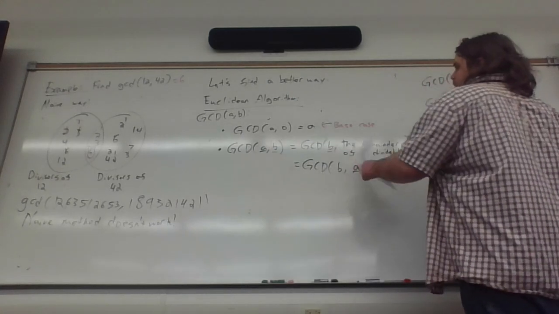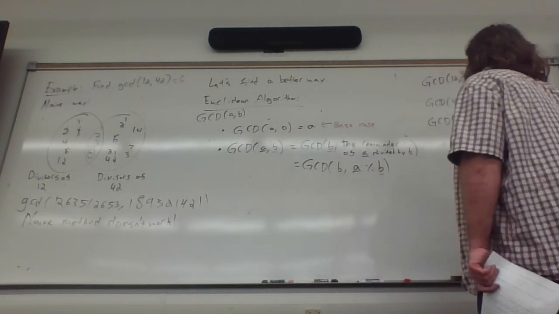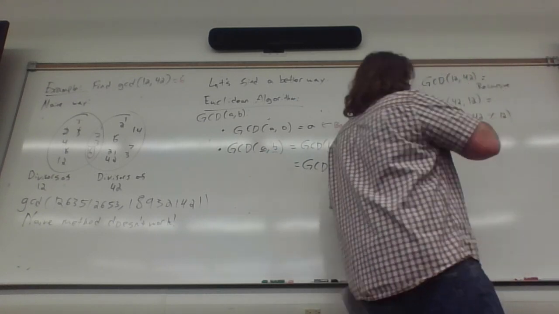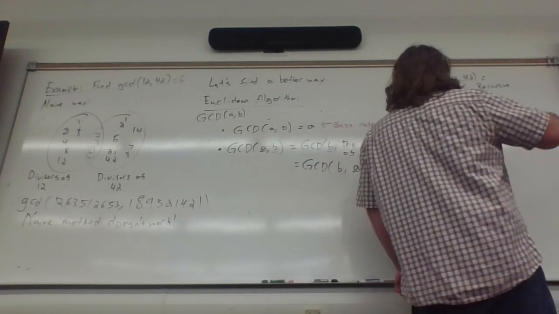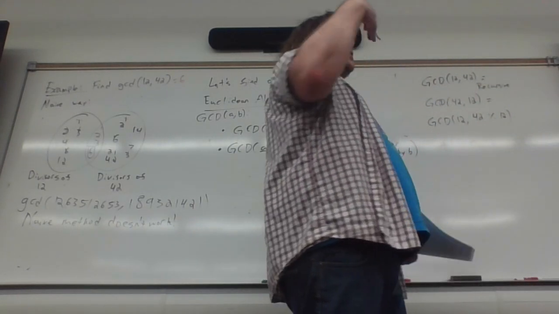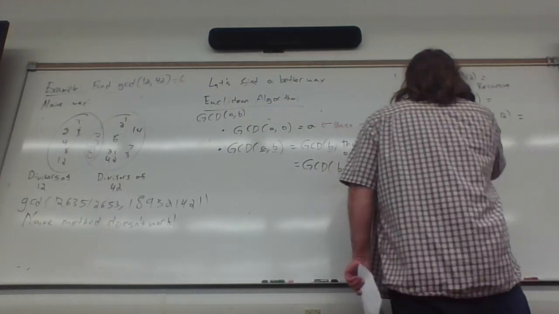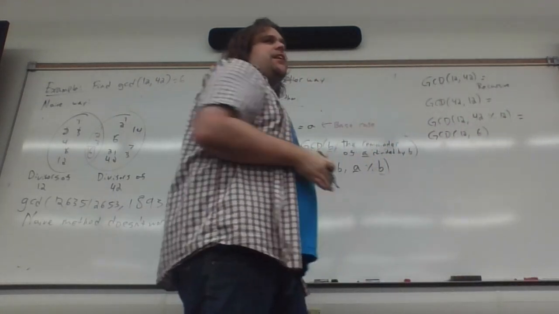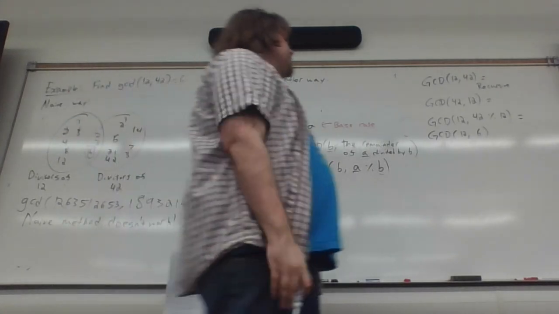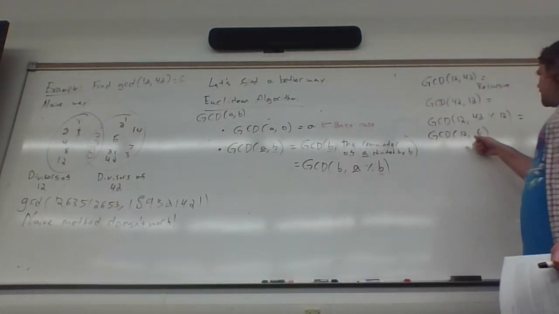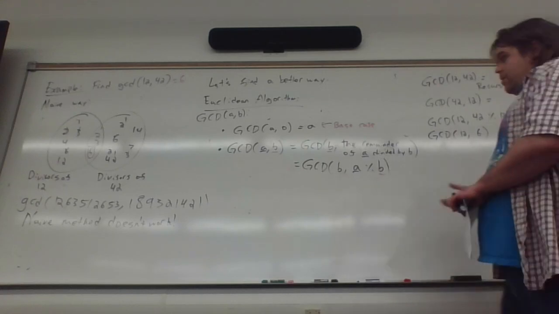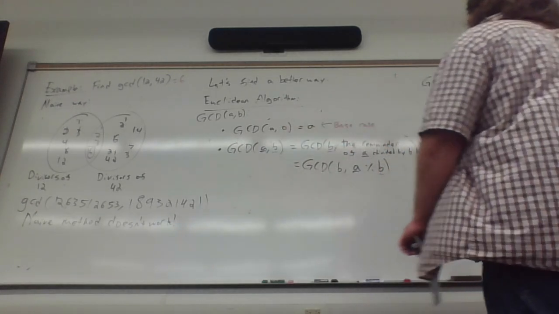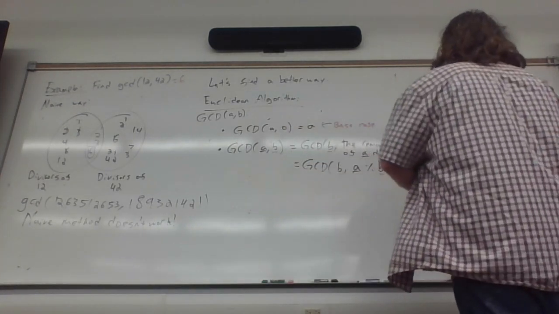GCD of 12, comma, 42 modulo 12. So we need 42 divided by 12. What's the remainder of that? 12, 24, 36, and then 42, there's 6 remaining. Again, this is just doing the mental arithmetic on finding this remainder, but you can plug that exactly into Python, right? 42 % 12 will give you 6. All right, so now we look at it and ask, are we in the base case? Nope. The second number still isn't 0, so we're in this case.